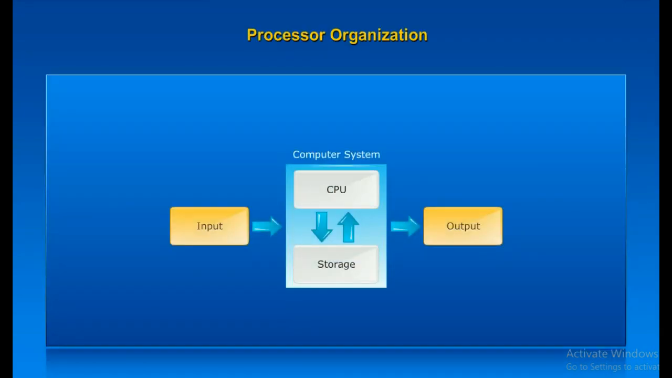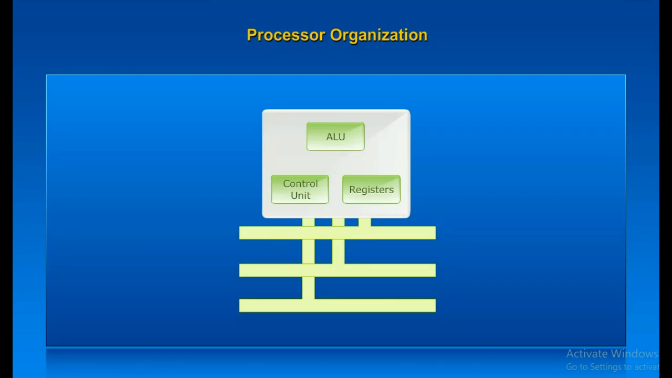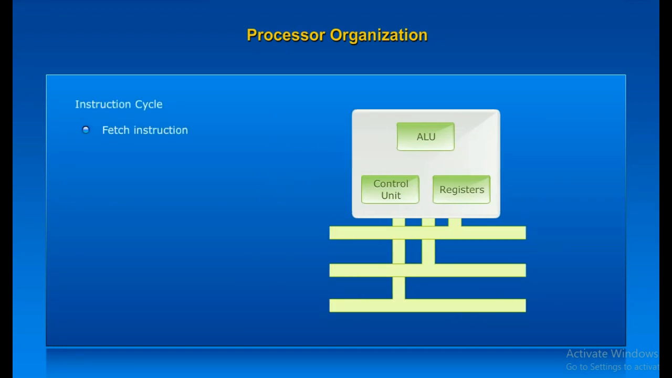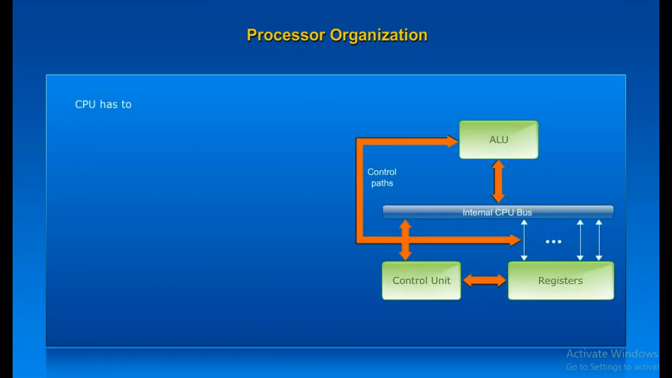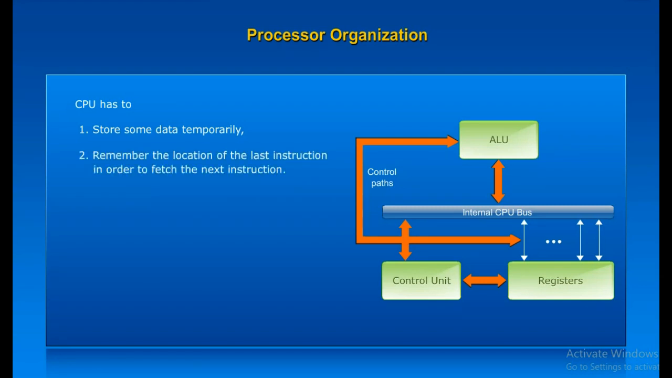We already know from Unit 1 that the CPU consists of the control unit, arithmetic logic unit, and general purpose registers, and that it does the following in cycles: fetch instruction, interpret or decode instruction, fetch data, and execute instruction. To do these, the CPU has to: 1. Store some data temporarily. 2. Remember the location of the last instruction in order to fetch the next instruction. 3. Store some instructions and data temporarily while executing another instruction. This means the CPU needs a small internal memory to store all this information.